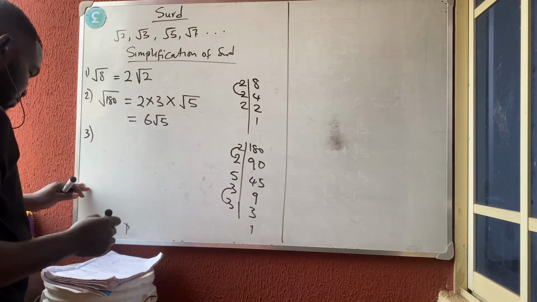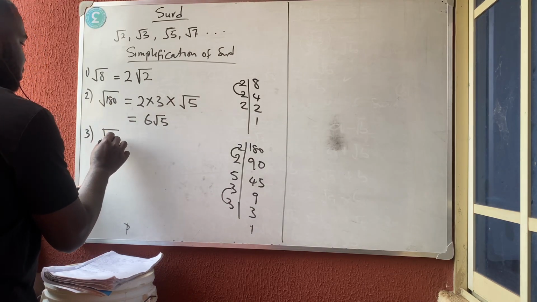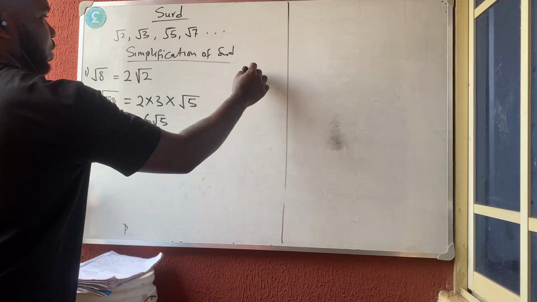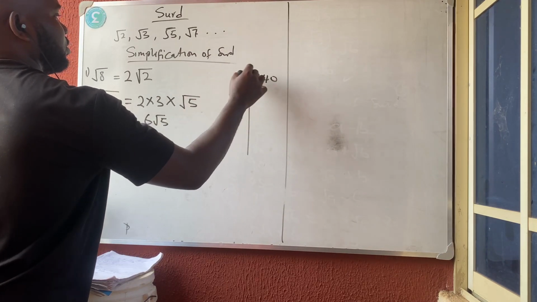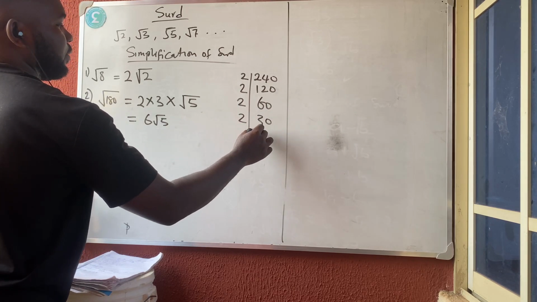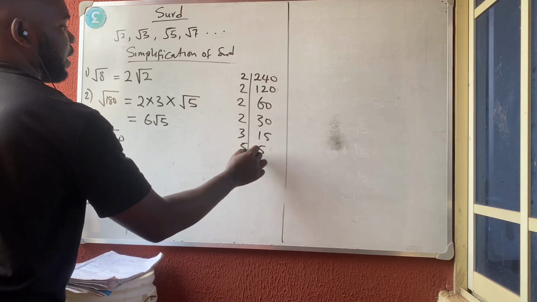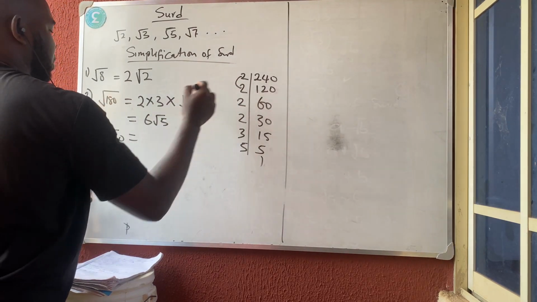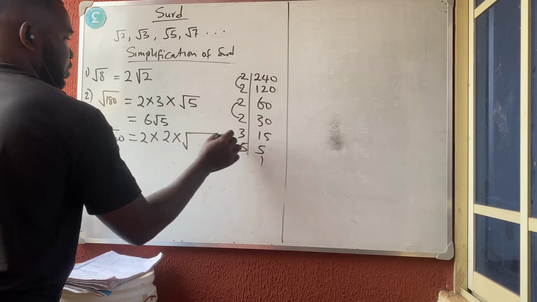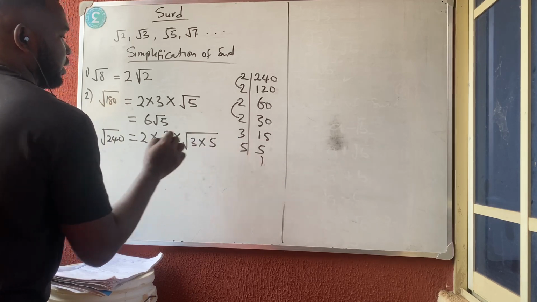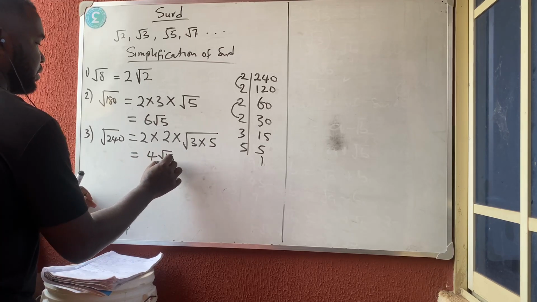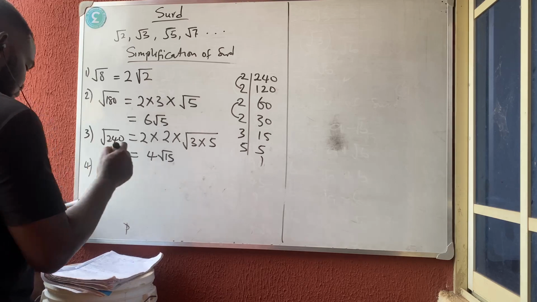Number 3. The next one is root 240. Now 240, let's do the same thing. You don't need to start thinking of a perfect square. So you have 240, 2 divide 120, 2 divide 60, 2 divide 30, 2 divide 15. 3 divide 5, 5 divide 1. So I have double outside times double outside times single inside times single inside. Doubles go outside, singles stay inside. So I'm having 4 root 15. As simple as that.